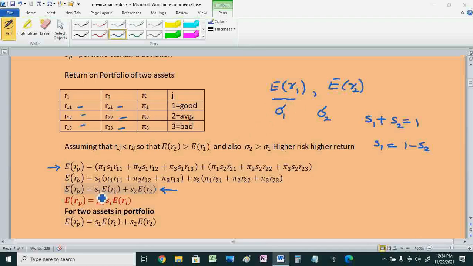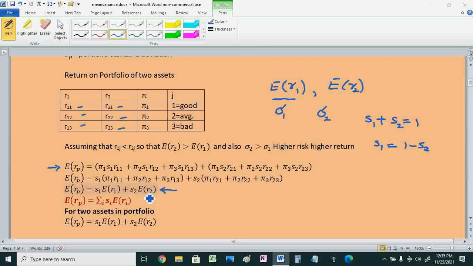It will be depending upon the values of S1 and S2. So moving from one value of S1 to another will be like going from one portfolio to another portfolio, because there are infinite combinations of S1 and S2, so we can make infinite combinations of portfolio, and so there are infinite values of expected return on portfolio as well.